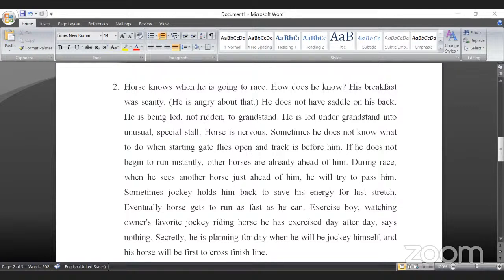Ma'am, is this paragraph a continuation of the previous one? Not really. It might look like it, but I don't think so. It could be excerpts taken from something. Treat this as a different paragraph, you don't take any reference from the first one. So, a horse knows when he is going to the race. Second one, how does he know? No article, we don't have anything which would require an article.